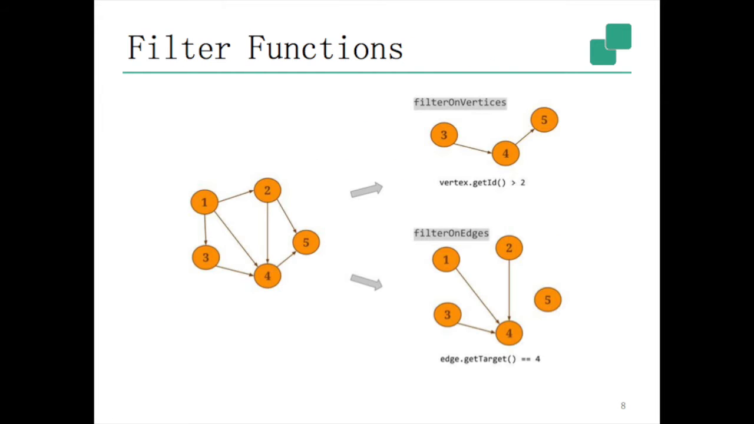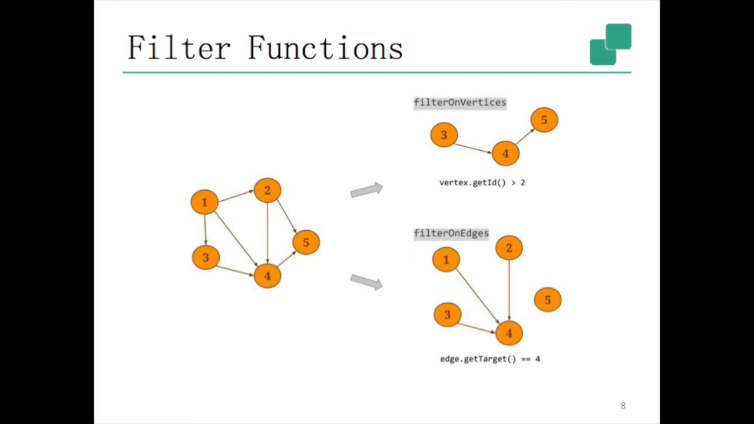And to look at an example, say we have this input graph, and we would like to filter on vertices on it, firstly. The filter function is vertex getID greater than 2. As you can see, we just remove vertices 1 and 2. Of course, if we remove 1 and 2, we cannot have their edges, because they would be purposeless. So we remain with this subgraph.